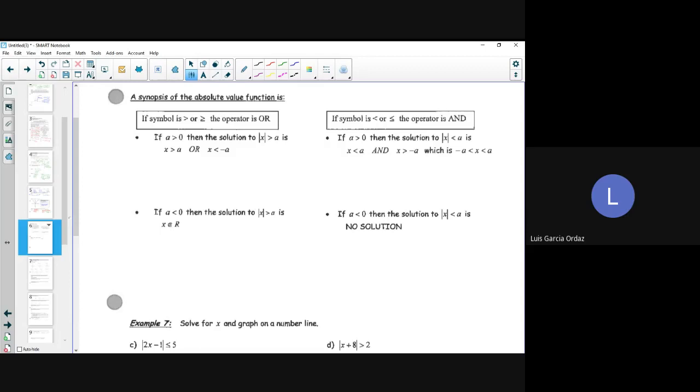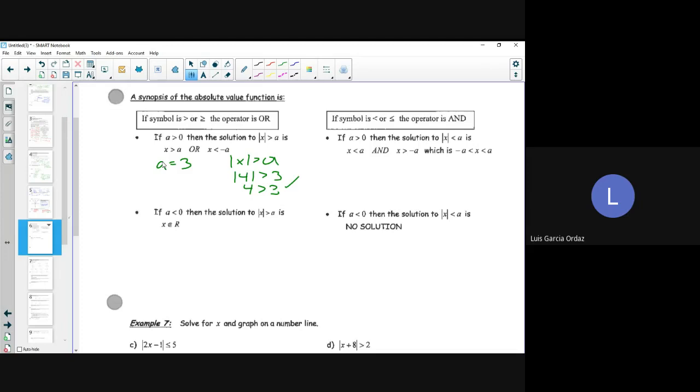Okay, so let's just say a is 3. So you have positive 3 and negative 3. So let's just take an x value. Let's take positive 4. So you have the absolute value of 4 is greater than a, which we said is 3. 4 is greater than 3, which is correct.